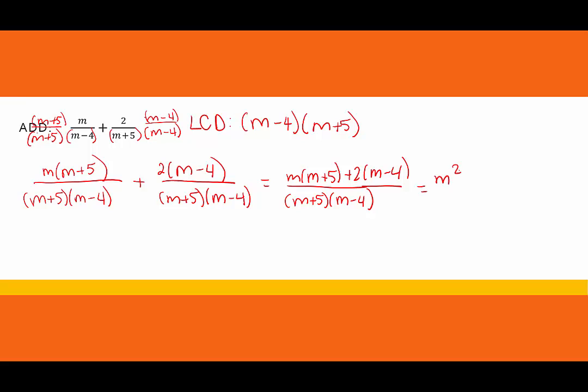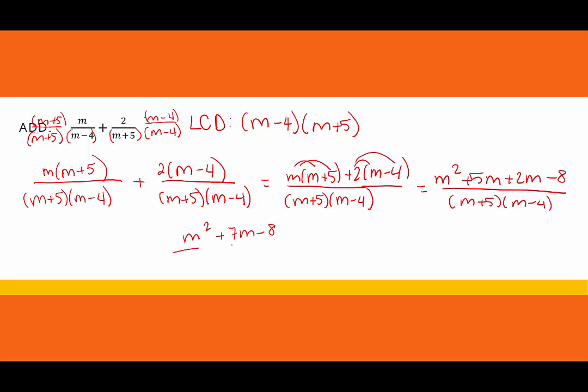Here we get m squared plus 5m when I distribute, plus 2m minus 8 when I distribute the 2. All divided by m plus 5 times m minus 4. Cleaning up the numerator, I get m squared plus 7m minus 8 divided by m plus 5 times m minus 4. We want to see now if the numerator is factorable, and if it is, we want to see if it's going to simplify with the denominator.